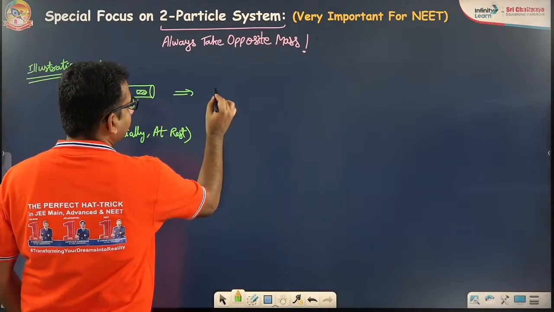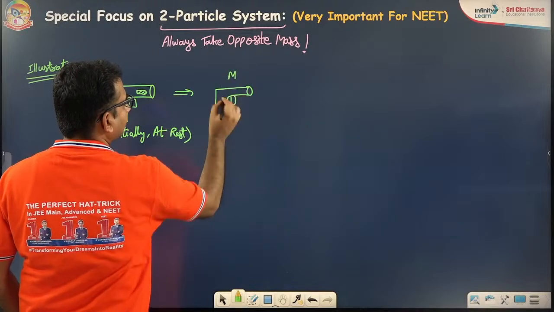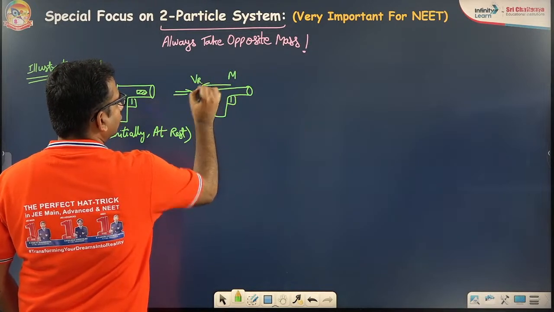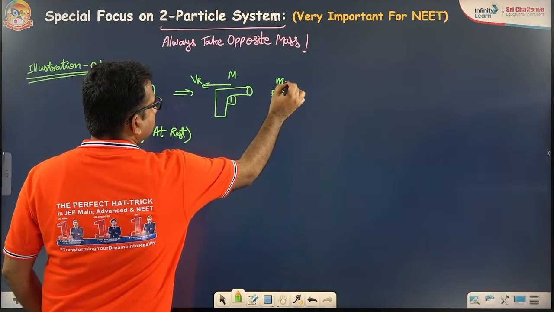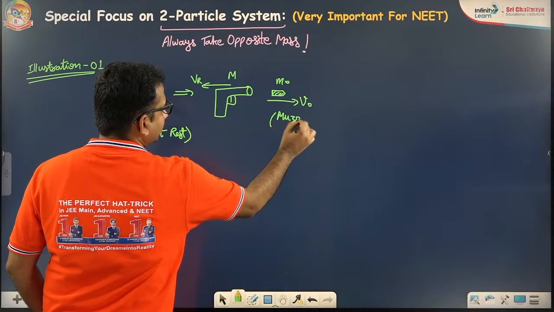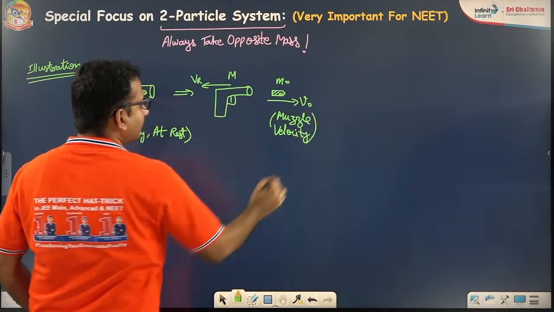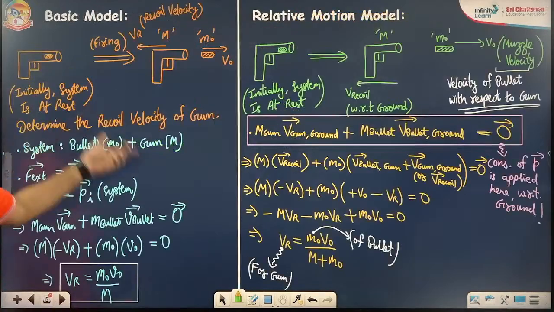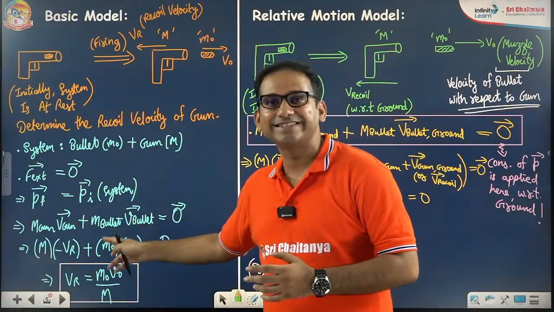Finally, what is happening? This gun, mass capital M, experiences a recoil velocity. This bullet, mass m naught, is moving with v naught. That v naught is the muzzle velocity. Because if those are the individual velocities with respect to ground, then we will use this 9th class logic. Why do I say 9th class? Because it's a very easy one, right?